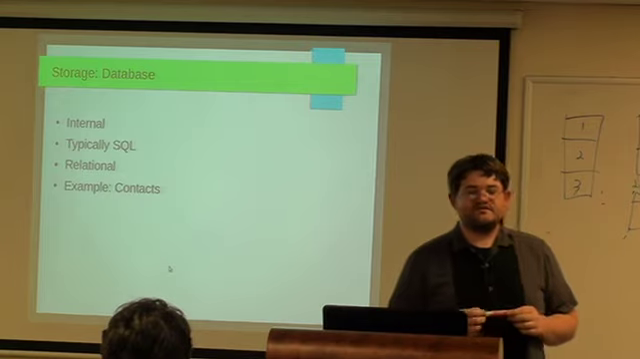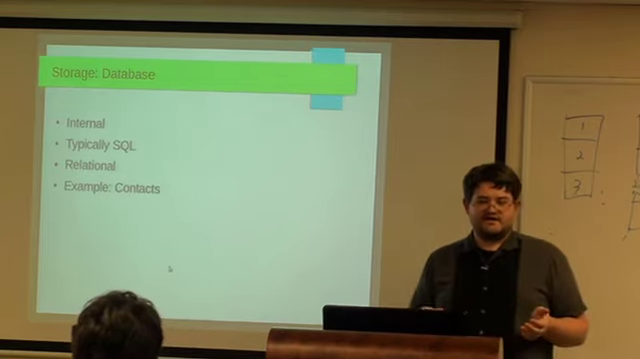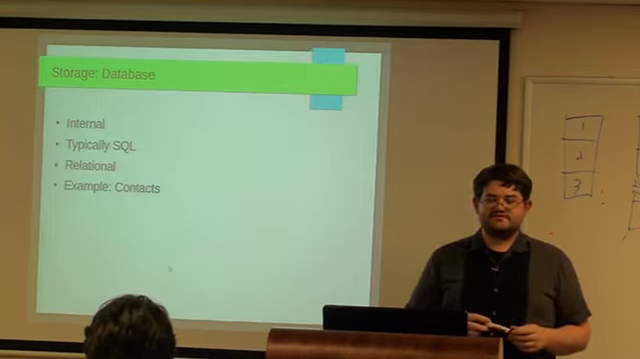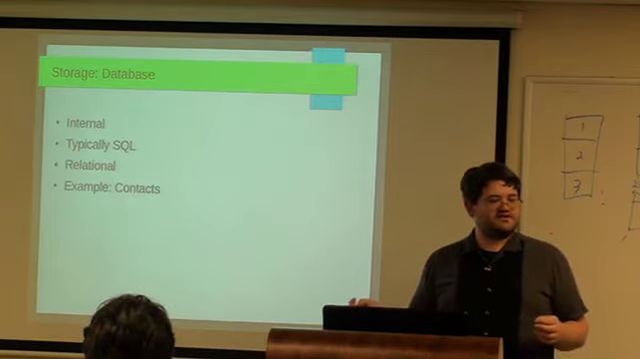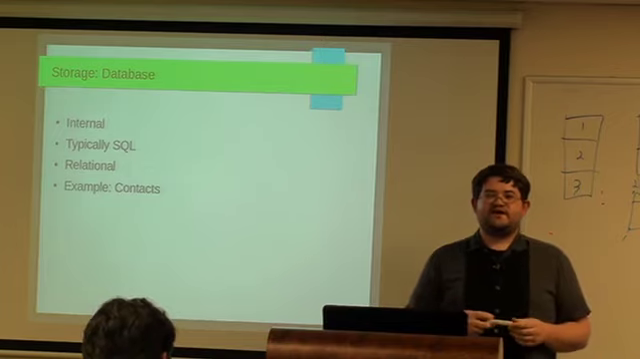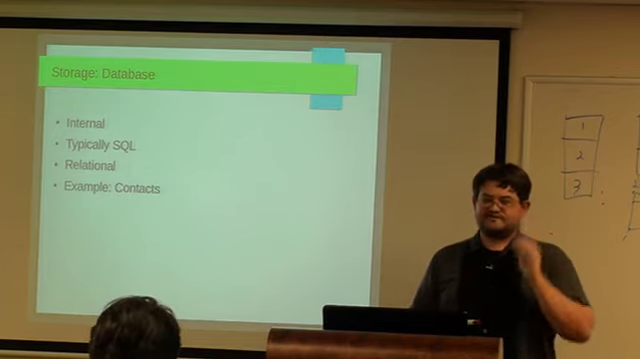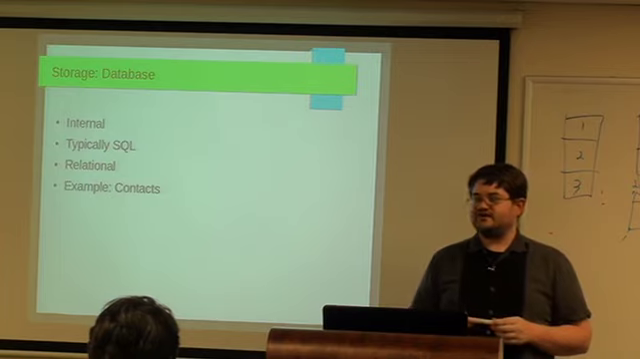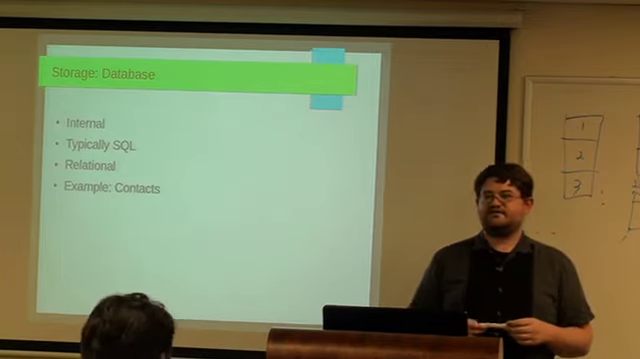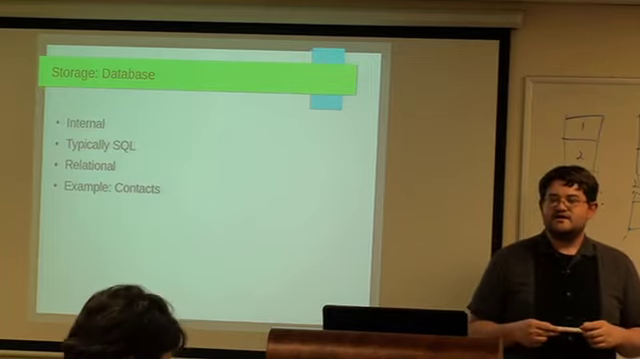Database. This is an internal storage. This is different from the other one in that it's managed by the operating system. Typically, a database will be an SQL type database. That means it's relational. By far the most common example of this is the contacts. In fact, you might go your entire life without using any other database other than the phone's contact database.